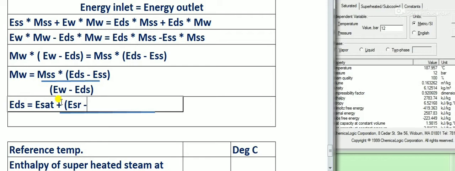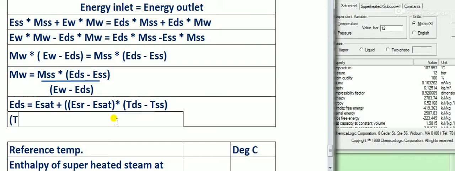That's it. So the reference temperature enthalpy minus the enthalpy of saturated steam, into the temperature of desuperheated steam minus the temperature of saturated steam, divided by the reference temperature minus the temperature of saturated steam. This is the formula we are going to apply.